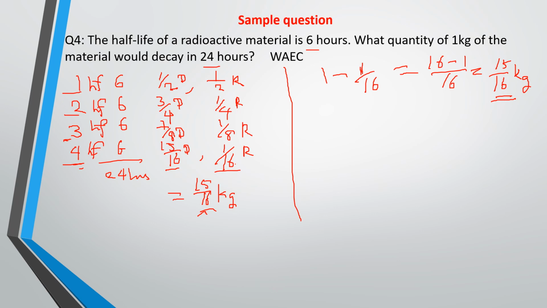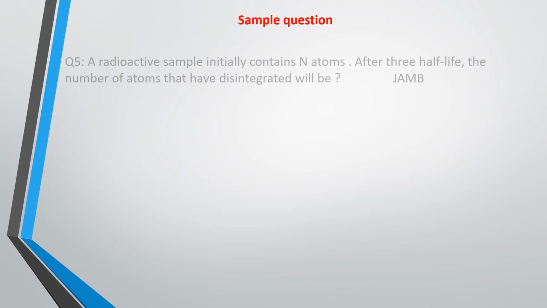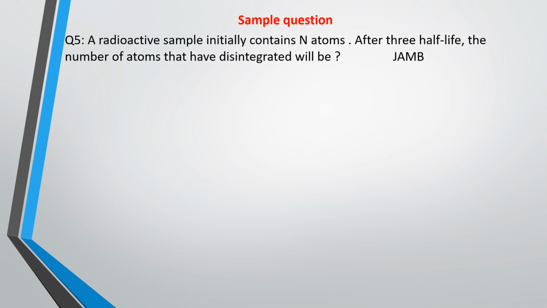So I still have one more problem to solve. This one says a radioactive sample initially contains n atoms. After 3 half-lives, the number of atoms that have disintegrated will be what? So they are saying that after 3 half-lives, the amount of substance that will have decayed will be what?